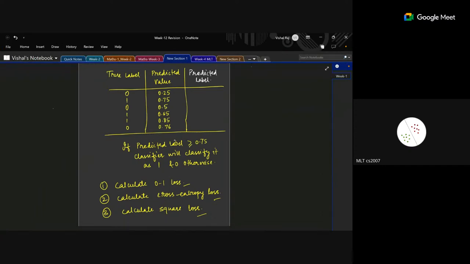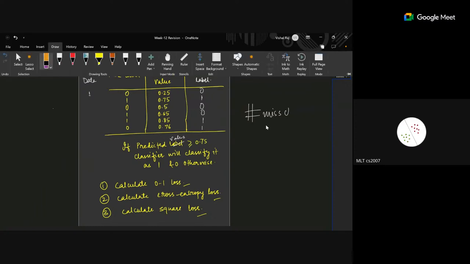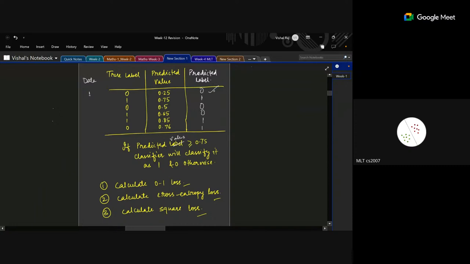According to this classifier, what should be the value for the first data point? Zero. For the second? One. For the third? Zero. Zero. Zero. One. So what is the number of misclassified points? Two. So that is the 0-1 loss, right? You can see that this is classified correctly, this is not correctly classified, and this is classified correctly, and this is not. So you have 2, right?